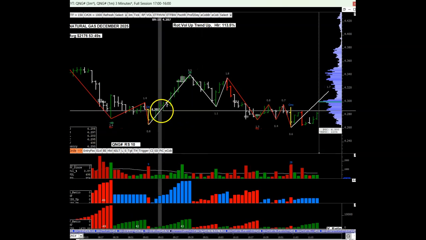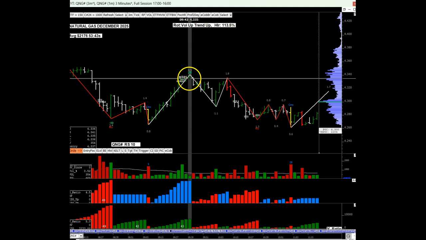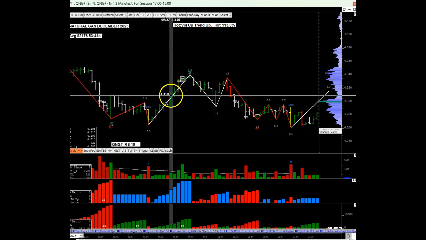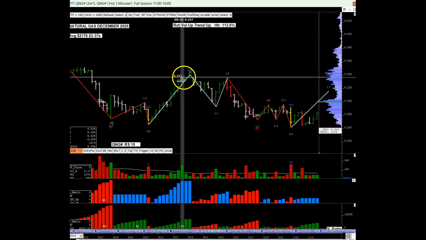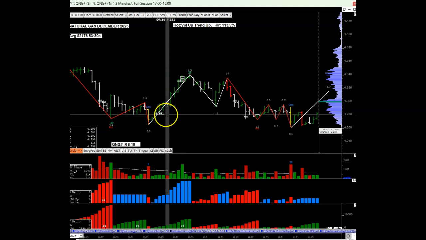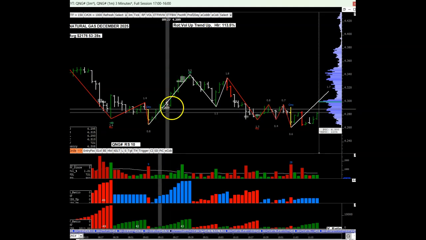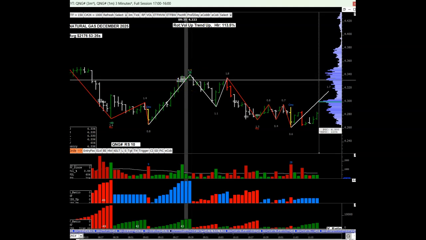When you have green bar, green bar, green bar, green bar, one little red bar or gray bar, and green bar, green bar, green bar, green bar, green bar, green bar. 1, 2, 3, 4, 5, 6, 7, 8, 9, 10 out of 11 bars were green. 10 out of 11 bars. So there's no way this is not buying activity. You have that many green bars in a row off of a level, it's typically a trend change.